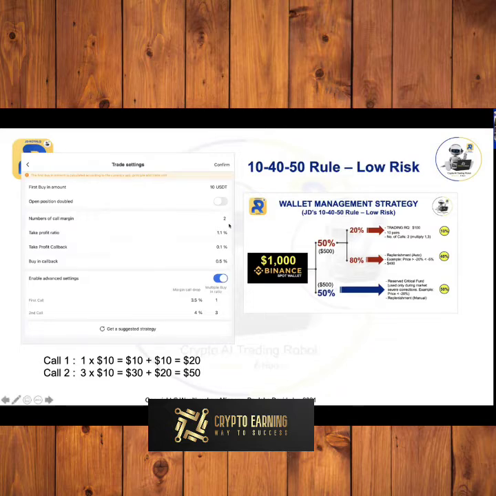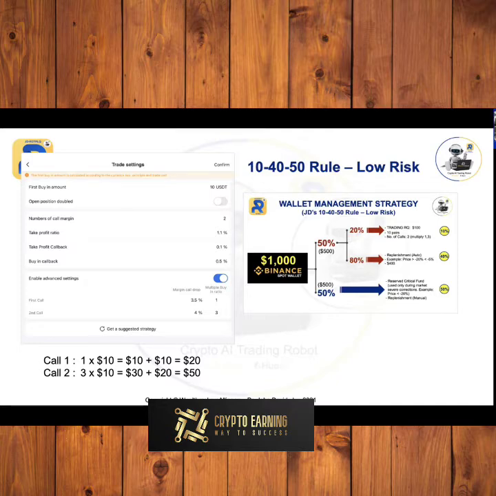Now, the number of calls here will be 2. Can you see that? That's 2. Your take profit ratio will be 1.1%. Your take profit callback is 0.1. I will explain to you very shortly. Now, when the market goes up by 1.1% and calls back by 0.1, the robot will close the trade in profit.